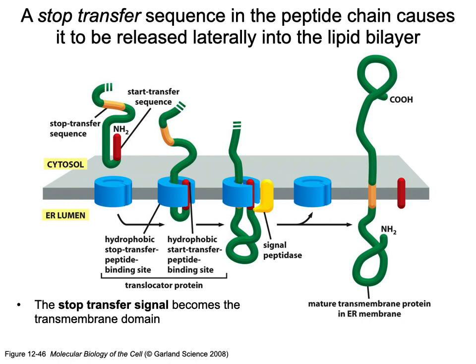So we can also have a stop transfer sequence. This is actually what's going to end up becoming the transmembrane domain. And so again, there'd be a sequence in there that when it's recognized by the translocator protein, it knows to stop, don't keep moving it down. It actually needs to go into the membrane. And so then it would be embedded into the membrane.